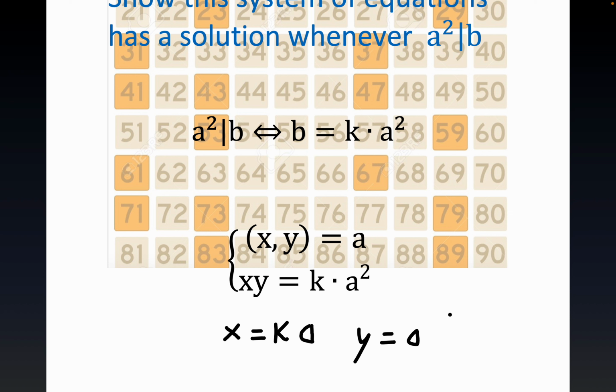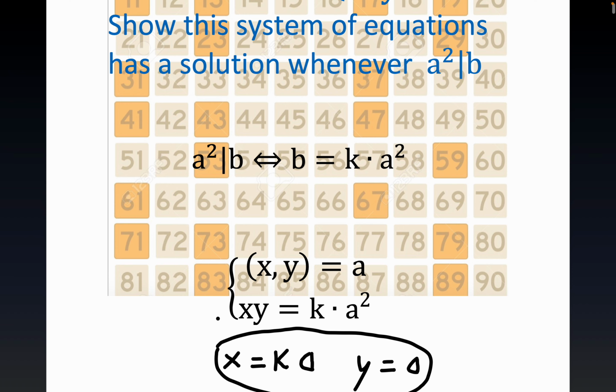So we do have a solution here. This is a solution. And we've proved what we set out to prove. Again, nothing heavy happened there other than just knowing what the symbols meant, okay?